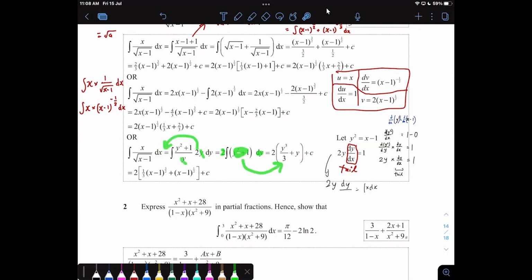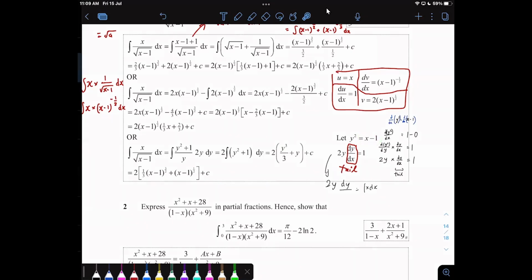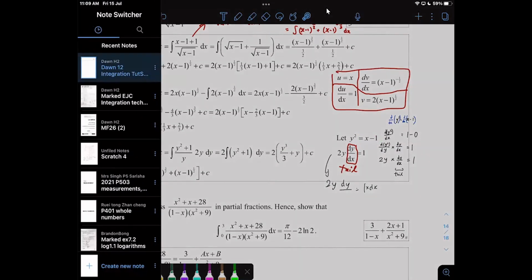Integrating this y squared plus 1, it's simpler, right? It's just y cubed over 3 plus y, plus c. But you now need to replace the y back with whatever was square root x minus 1. Okay, can. Moving on. Next one, question 2. What happened?